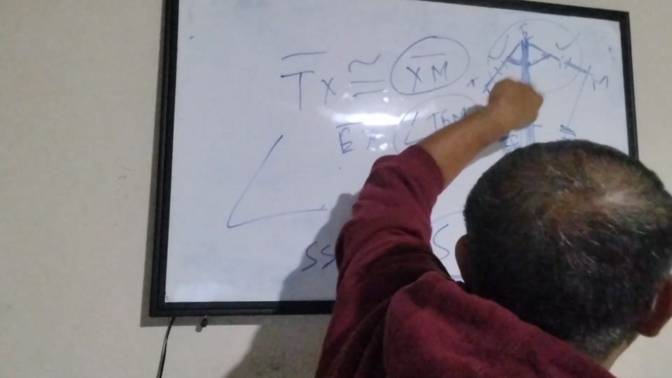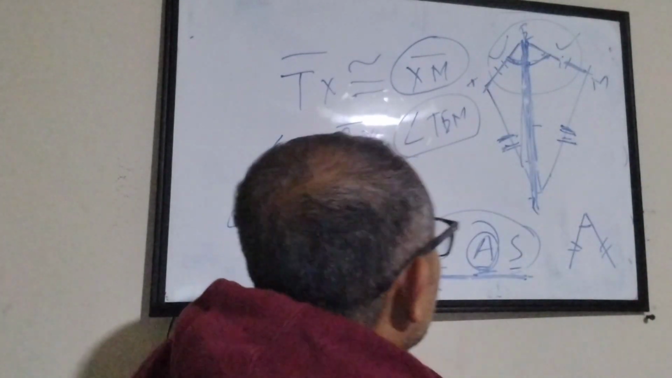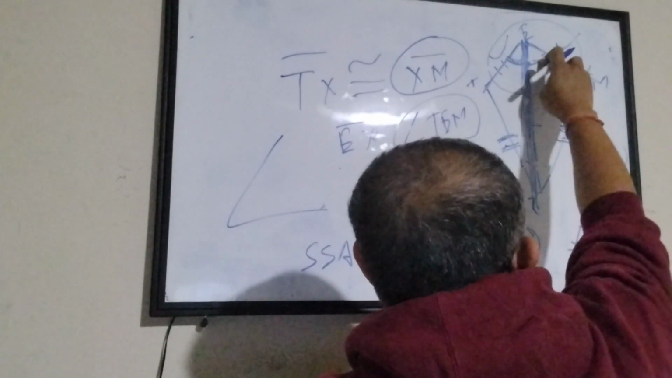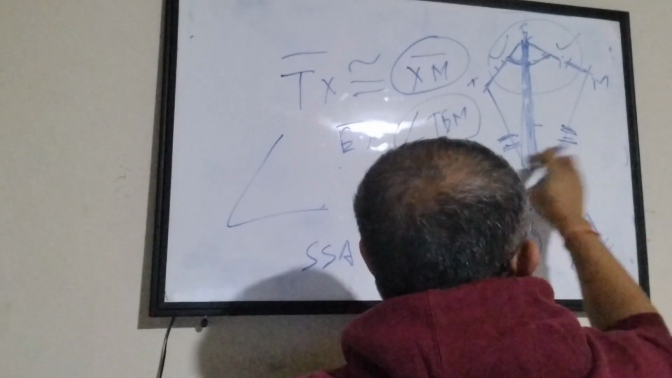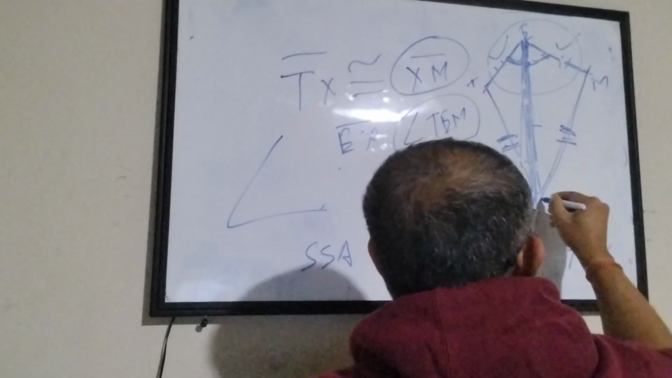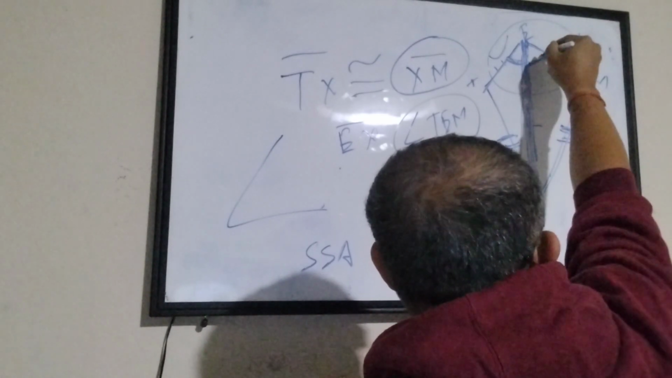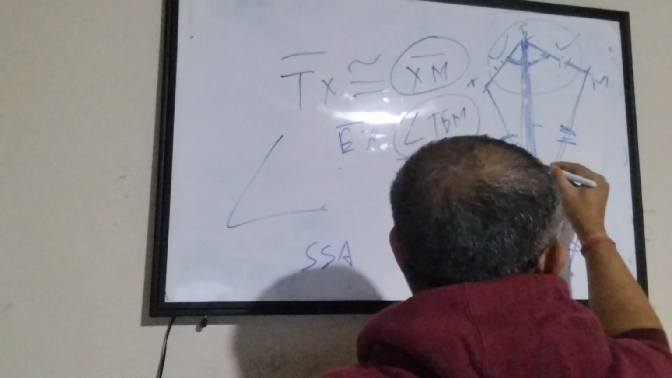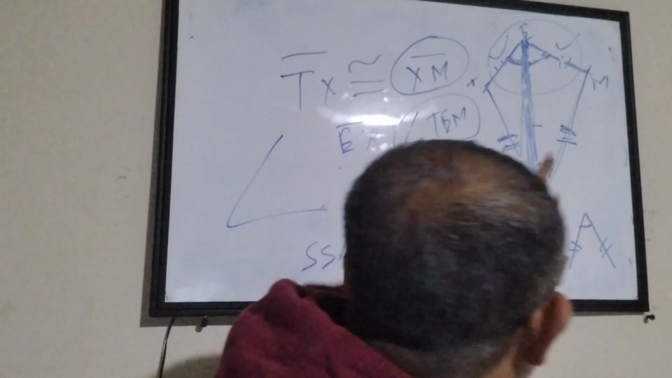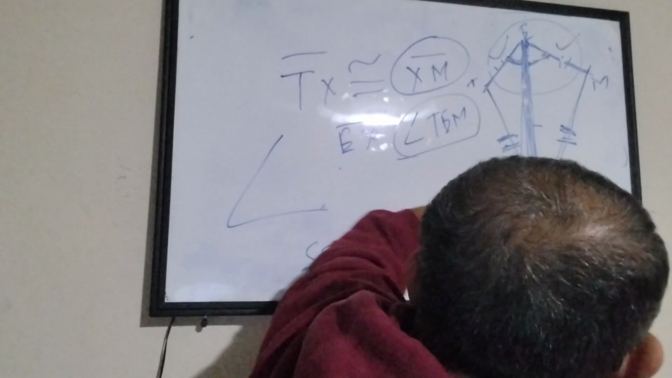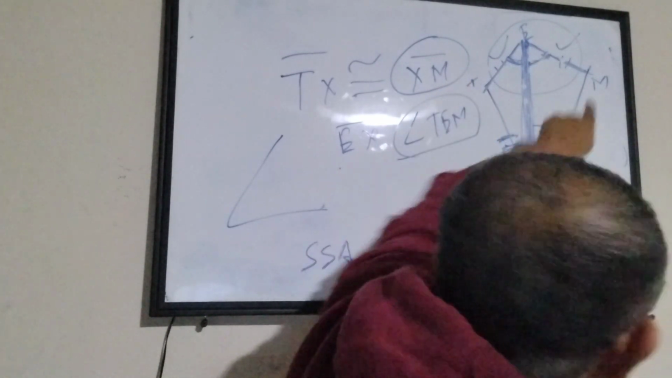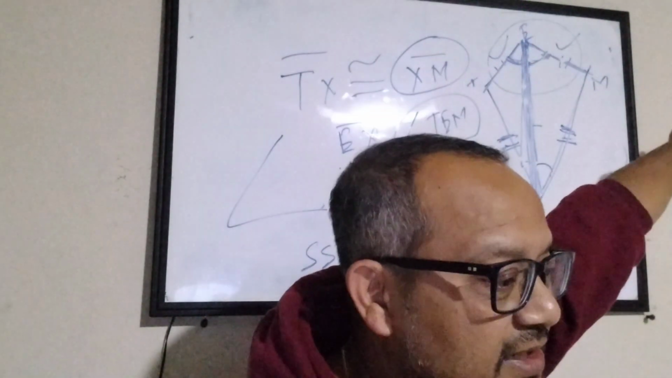But if you are saying that these two angles are same and these two sides are same, so your side is here, other side is here, angle is here. If the angle would have been here, it would have said that EX is bisecting this angle, TXM, then this would have been SAS.